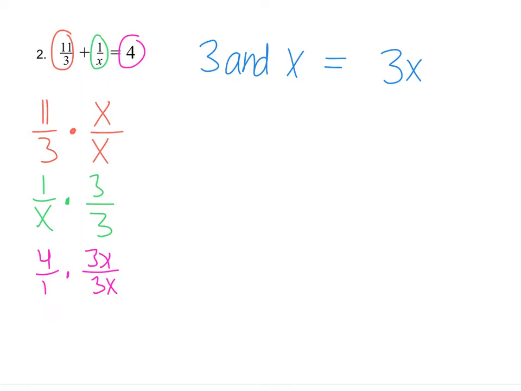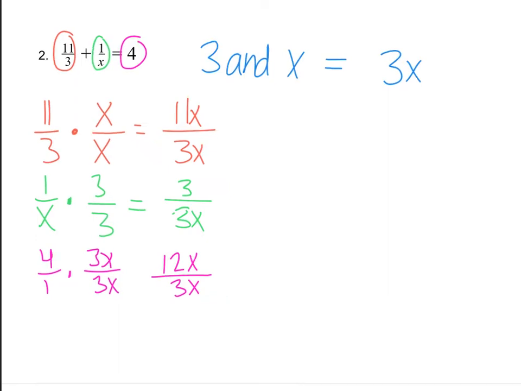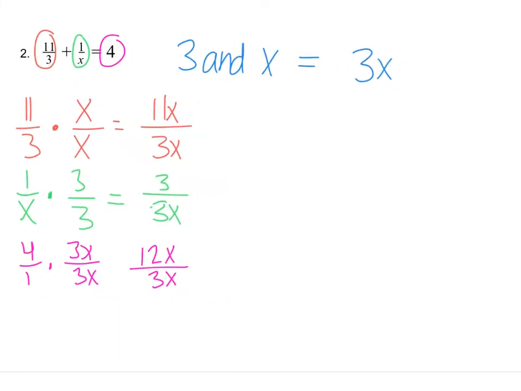Well, let's see. 11 times x is just 11x over 3x. And then over here, 1 over x times 3 over 3. 1 times 3 is 3. 3 times x is 3x. Oops, that's a 3. And then 4 times 3x is 12x. And 1 times 3x is just 3x. So notice how all these denominators are now the same, right? They're all the same. It's exactly what we wanted. And so we're on the right track so far, right?